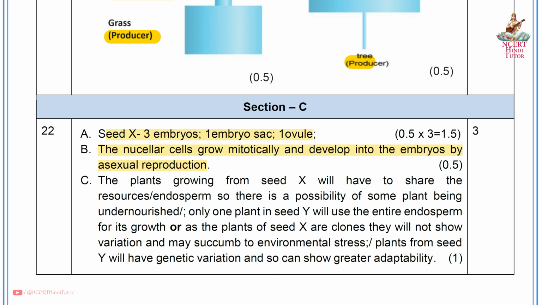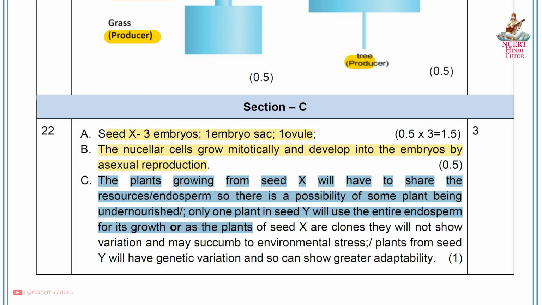Answer. The plants growing from seed X will have to share the resource, endosperm, so there is a possibility of some plant being undernourished. Only one plant in seed Y will use the entire endosperm for its growth. Or, as the plants of seed X are clones, they will not show variation and may succumb to environmental stress. Plants from seed Y will have genetic variation and so can show greater adaptability.